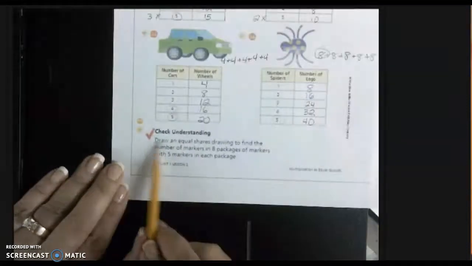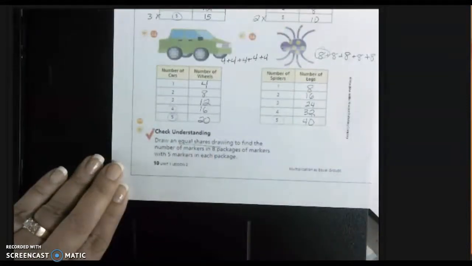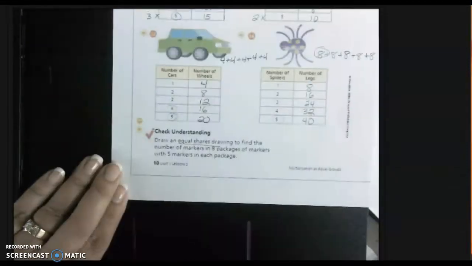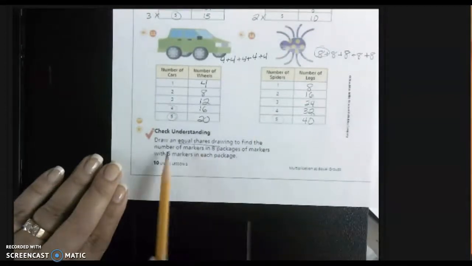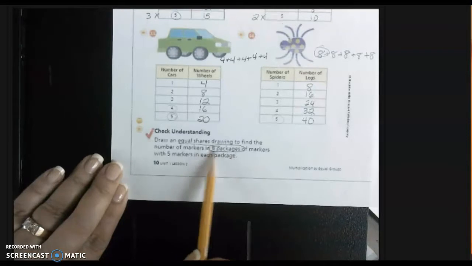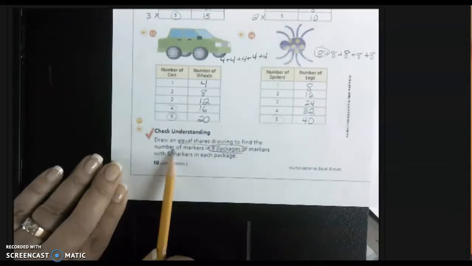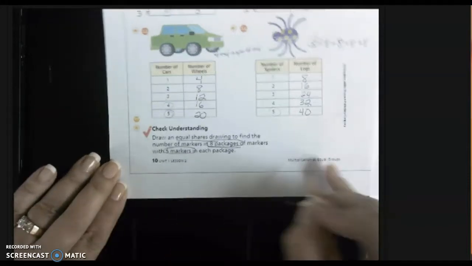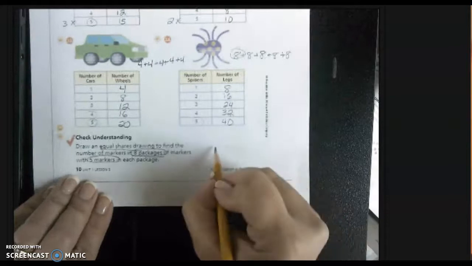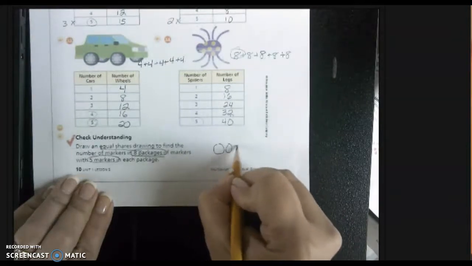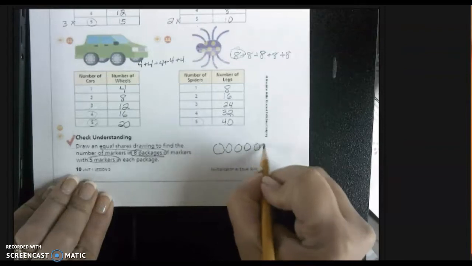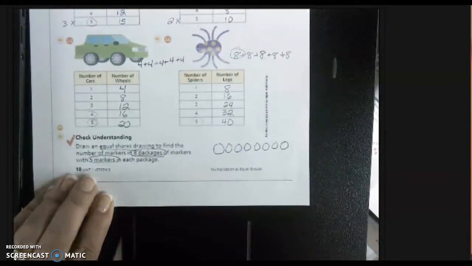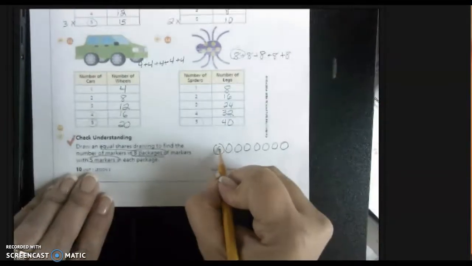Down here is asking us to draw an equal share drawing. If you recall, this was an equal share drawing. So we want to draw something like that. To find the number of markers in 8 packages, I'm going to circle that, 8 packages with 5 markers in each. So we're going to draw 8 circles. Boy, I'm going to have to find some room over here. 8 circles. 1, 2, 3, 4, 5, 6, 7, 8. And if I'm going too fast, please pause that video. And I need to put 5 markers in each.